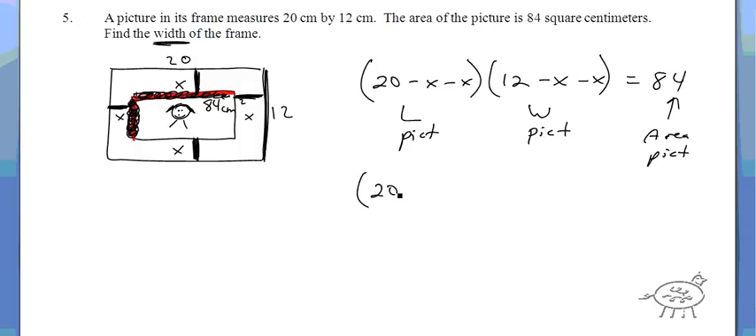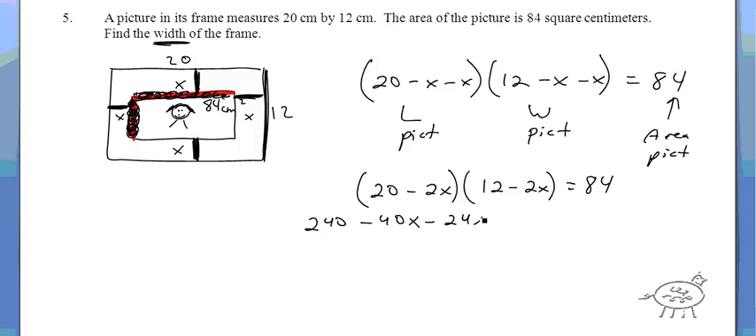So it's 20 minus 2x, just to combine like terms, and 12 minus 2x equals 84. Okay? Well, it's a little bit more now. You have to FOIL it out because you got to set it equal to 0. 20 times 12, you're going to use your calculator, is 240. Outside, minus 40x. Inside, minus 24x. And last, plus 4x squared equals 84.